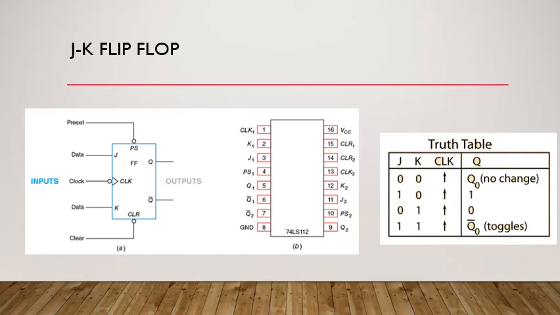When J is 0, K is 1, then output becomes 0. The last case is very important. When J and K are both 1 and a clock appears, then instead of Q naught we get Q naught bar, that is, it toggles. What does this mean? It means that if the output was initially 0, it will become 1 now. And if the output was initially 1, it will become 0 now. So this is the working of the JK flip-flop.